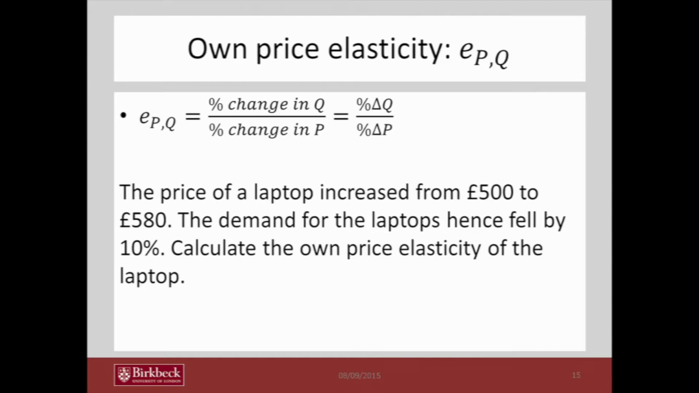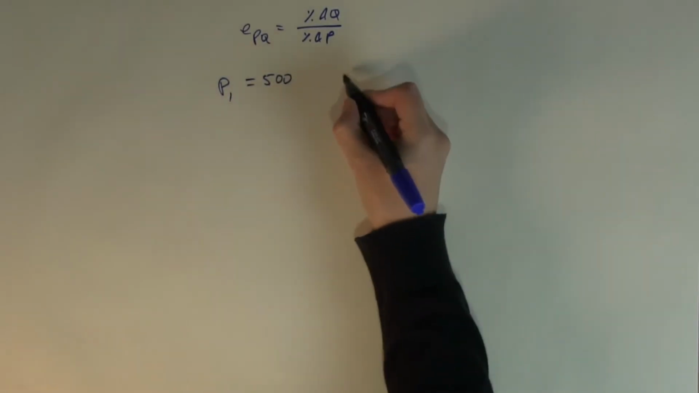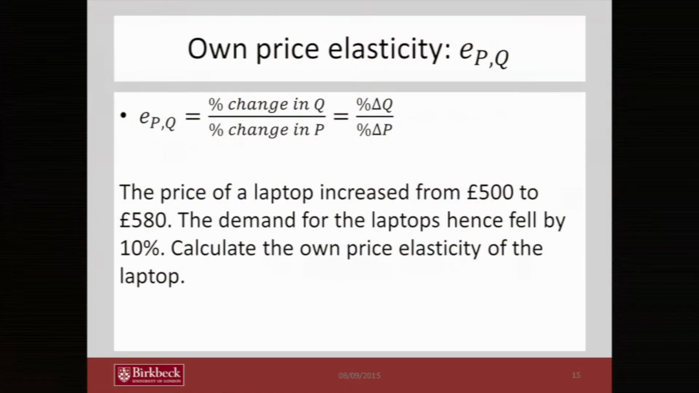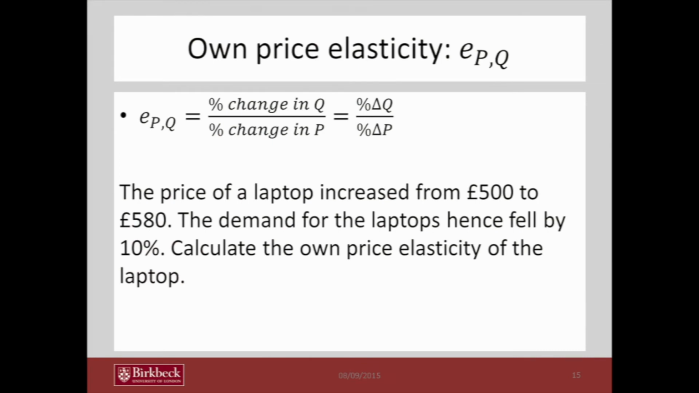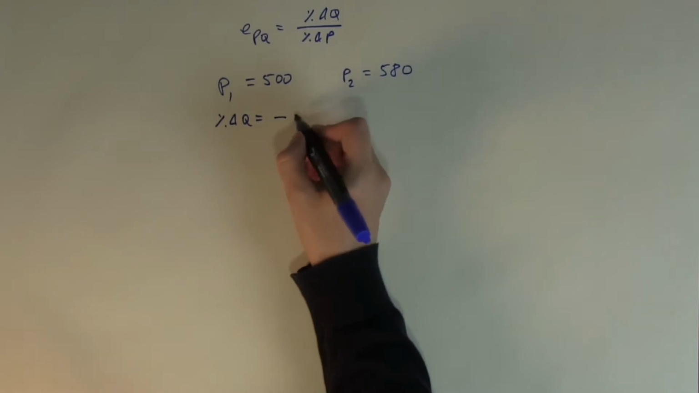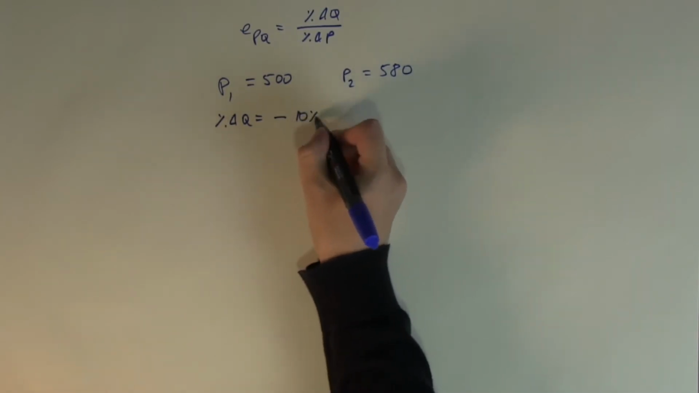So EPQ equals the percentage change in quantity divided by the percentage change in price. The price of a laptop increased from 500 to 580. So the original or starting price of the laptop was 500, and the final price became 580. Demand for laptops hence fell by 10%. So the percentage change in quantity decreased, so that's negative, and 10% is the exact amount.